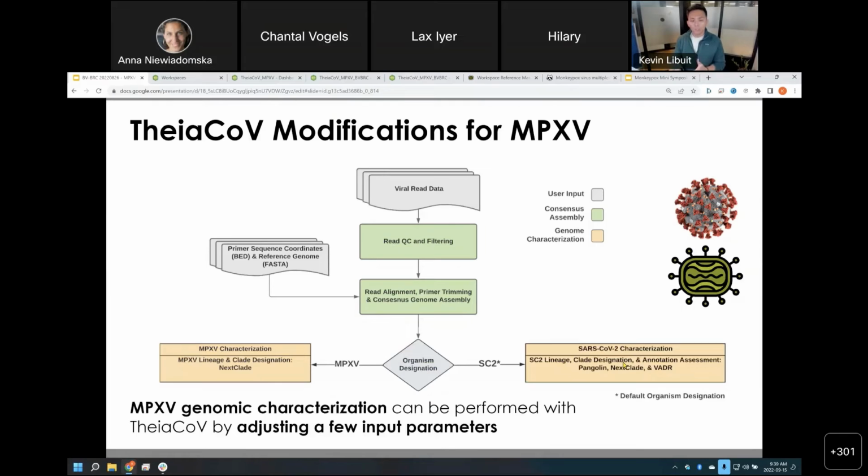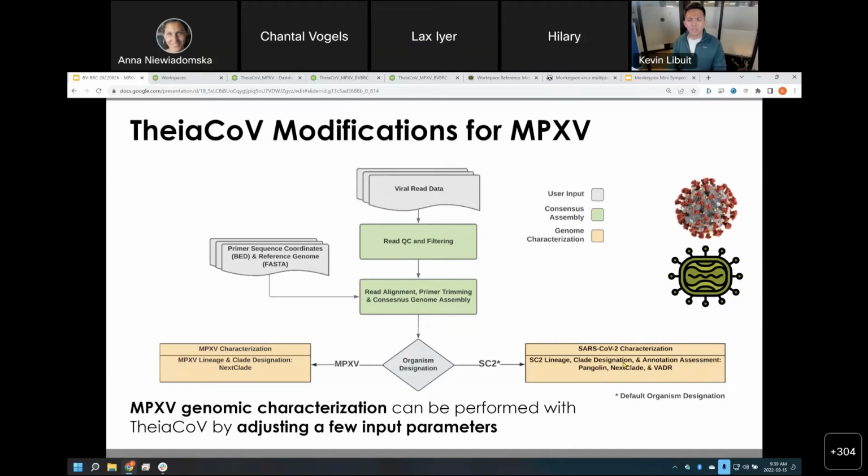So what we were able to do is enable monkeypox genomic characterization for users who already had access to this TheiaCoV workflow. What it needed on the user was really just, provide the monkeypox reference file, the BED file, and a couple other tweaks that are specific to monkeypox, and then you'd be able to get the characterization that is relevant to this specific organism.